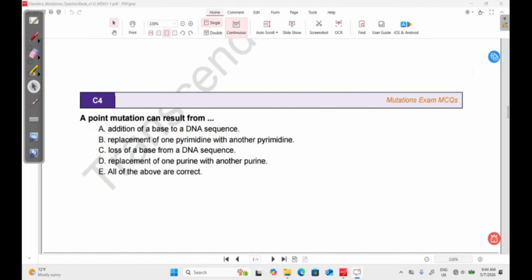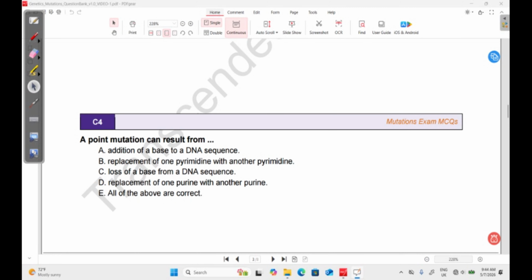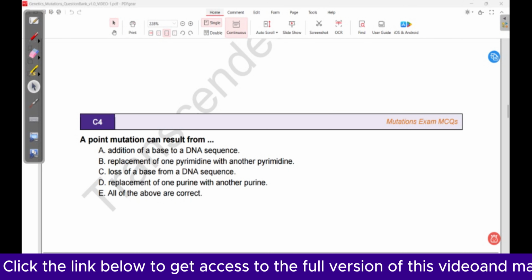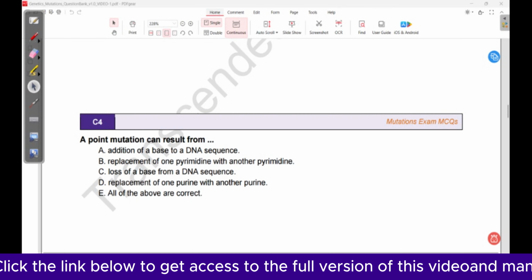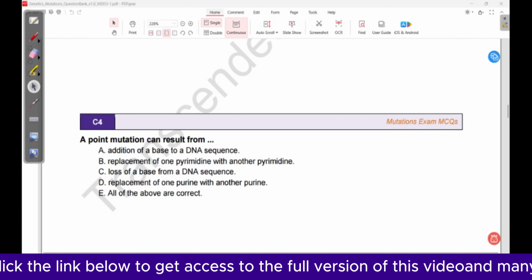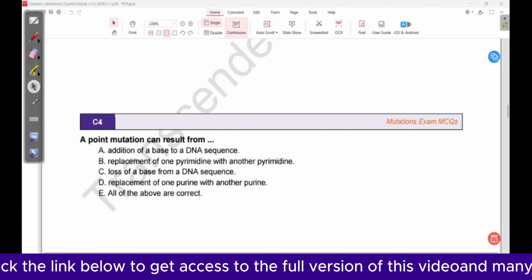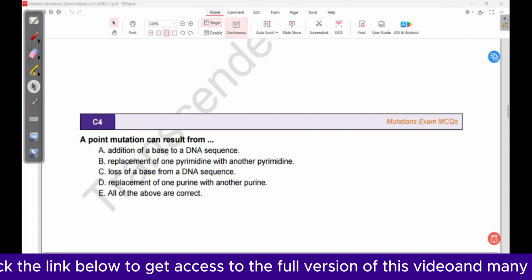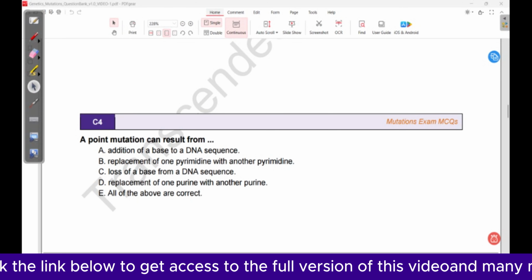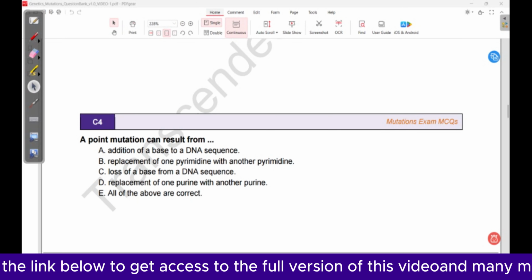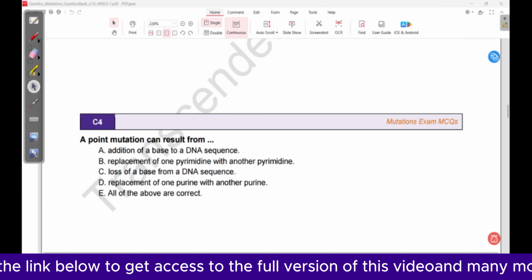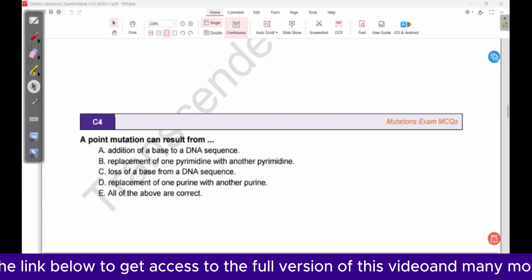Question 4. A point mutation can result from A, addition of a base to a DNA sequence, B, replacement of one pyrimidine with another pyrimidine, C, loss of a base from a DNA base, D, replacement of one purine with another purine, E, all of the above.